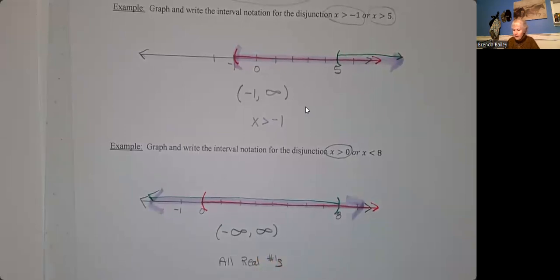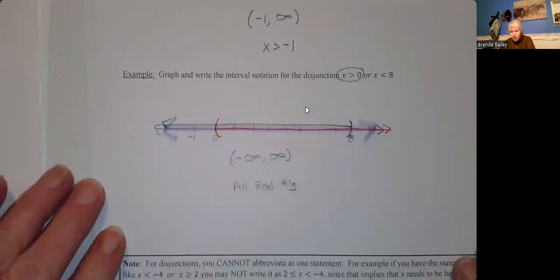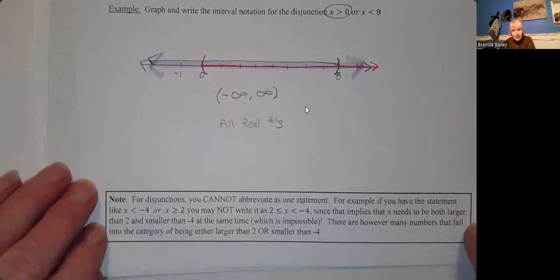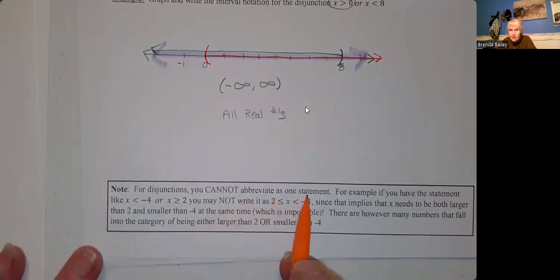Okay, that's how we would write that, all real numbers. Okay. All right, now they do have a note down here at the bottom of this page, because we've talked about conjunctions, we've talked about disjunctions. We're going to add one more step, basically the same, just a little bit of solving for x's. But for disjunctions, you cannot abbreviate as one statement.